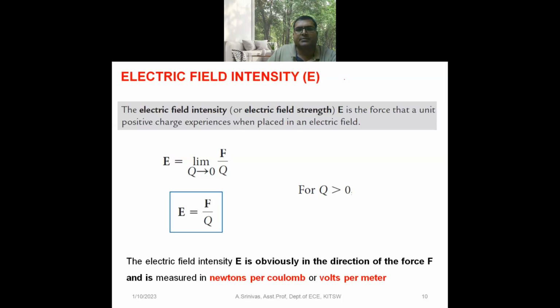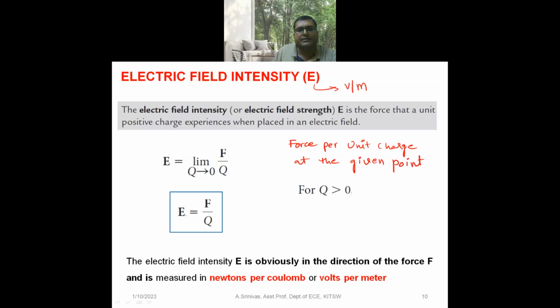Electric field intensity. The electric field intensity is represented by capital E and its units are volt per meter. In simple words, it is defined as force per unit charge at that point, at the given point. You just make a note of a given point.